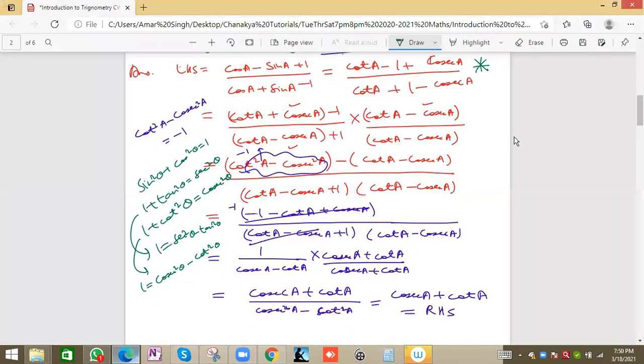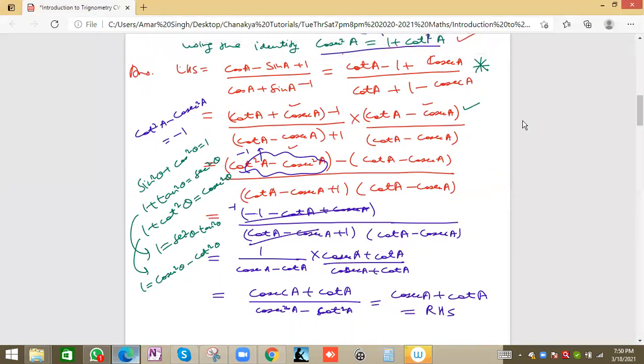We can rationalize by multiplying cot A minus cosec A on both sides, because in the bracket we have cot A plus cosec A, so we multiply with cot A minus cosec A to get the values. Then cot square A minus cosec square A will be equal to minus 1, not 1, minus 1.